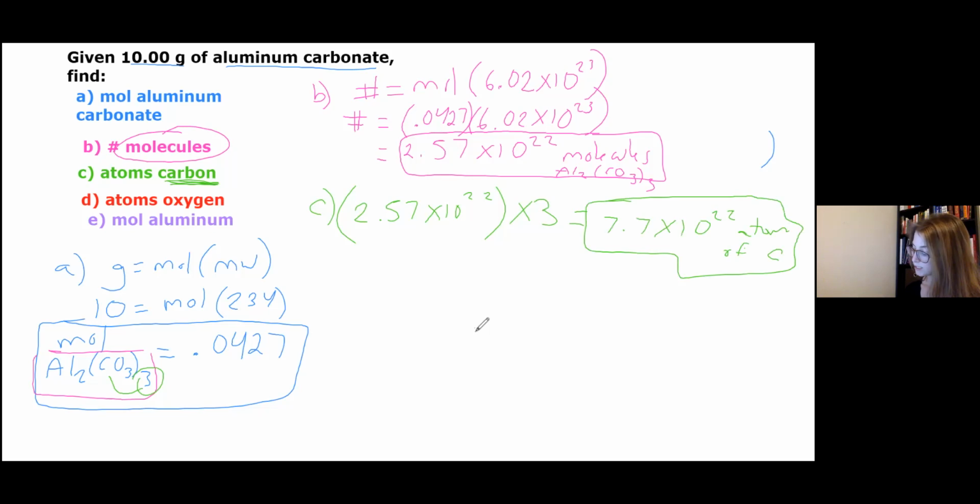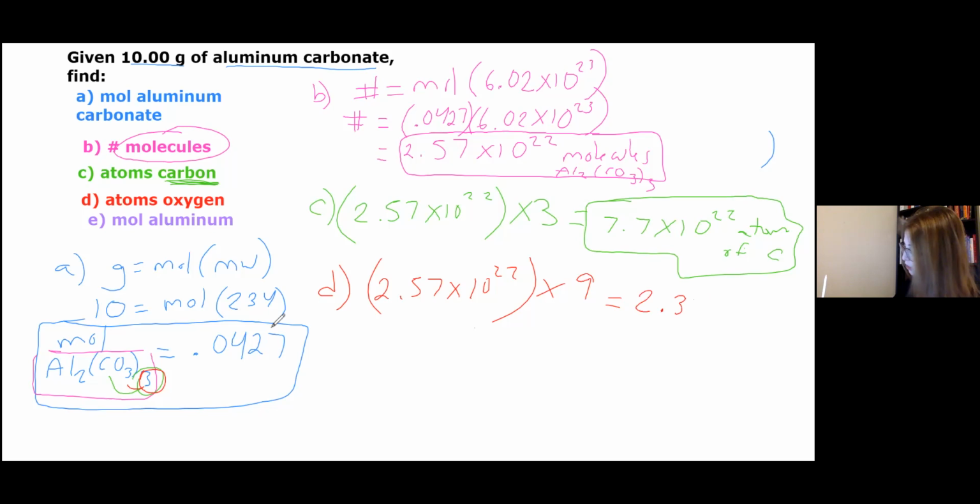Same idea for part D. Oxygen is just a different part of aluminum carbonate. So again, I take my molecules of aluminum carbonate, but this time I'm going to multiply by the oxygen subscript. So we actually have 9 oxygens in this compound. Make sure in your calculator you're going back to the 2.57 number and multiplying by 9. So then we get 2.32 times 10 to the 23 atoms of oxygen.